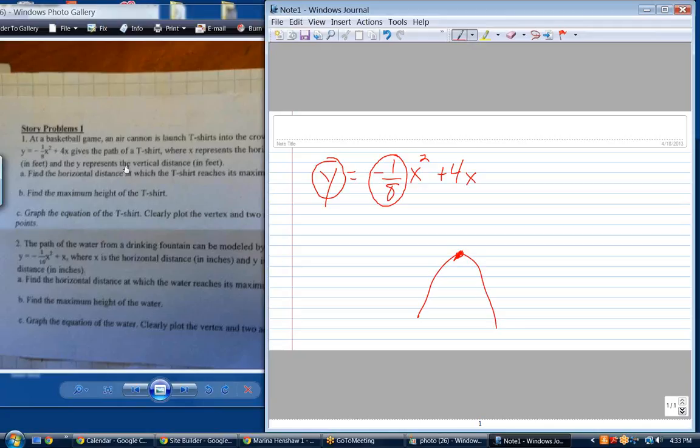So all we have to do to find the maximum is to find the vertex. And we can do that in a couple of ways. We can put it into vertex format, or we could use minus b over 2a. Which do you think's easier? Marina?